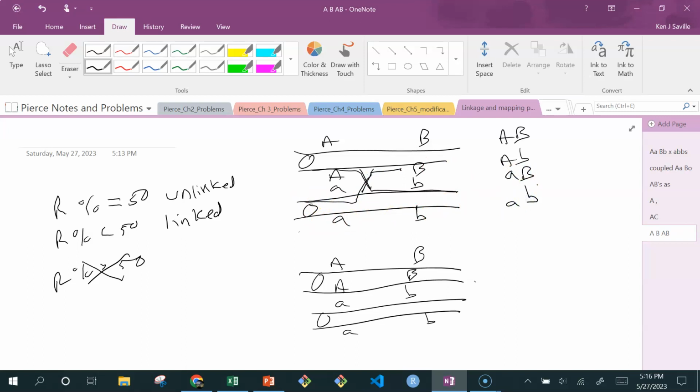So even if crossing over happens 100% of the time, let's say every single time we do meiosis we get a crossover, we still are only going to get 50-50 parentals and recombinants. So that's why this can't go over 50%. Because even if we have crossing over happen 100% of the time, the maximum number of recombinants we can get is 50%.